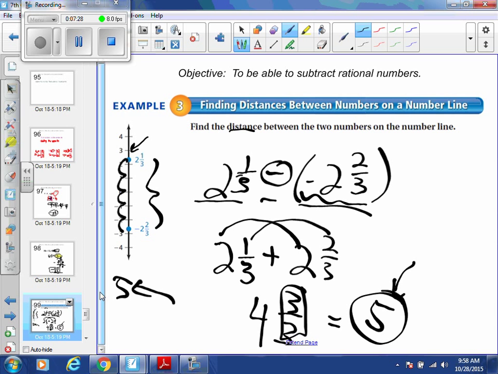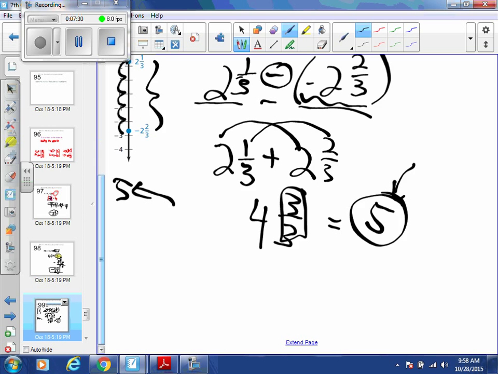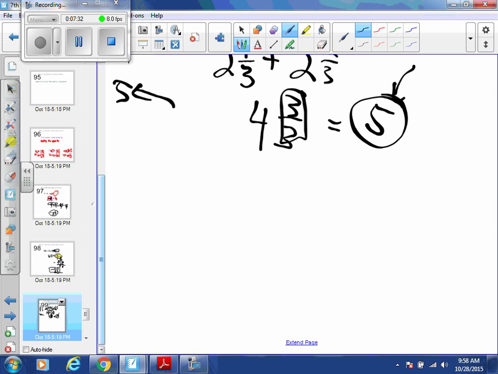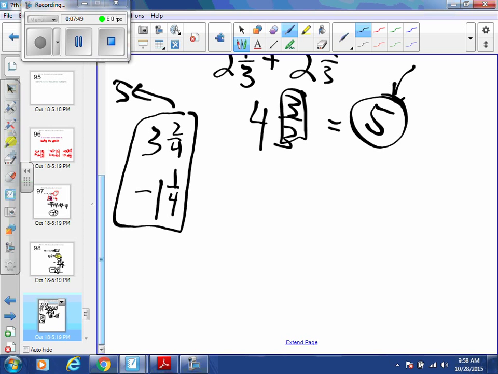All right, I would like you to find the distance between negative 1 1/4 and positive 3 2/4. So please submit on Edmodo the answers to that. What is the distance between 3 2/4 and negative 1 1/4? If you're not sure, go back and look at the example that I just did.